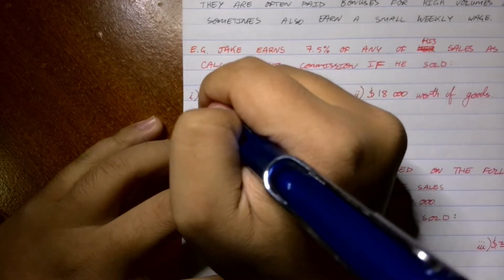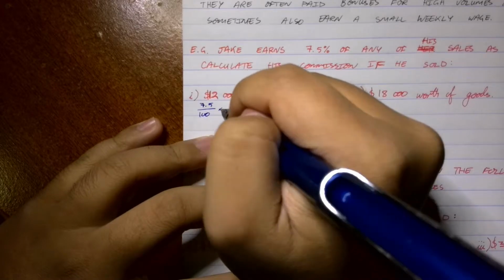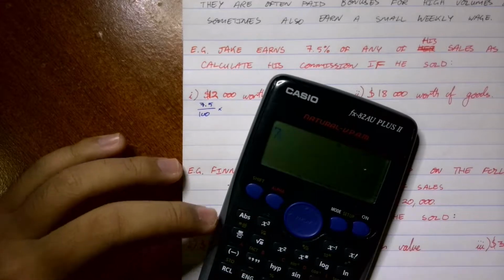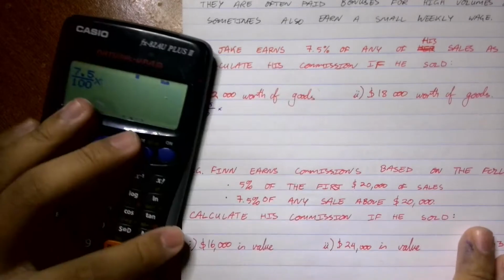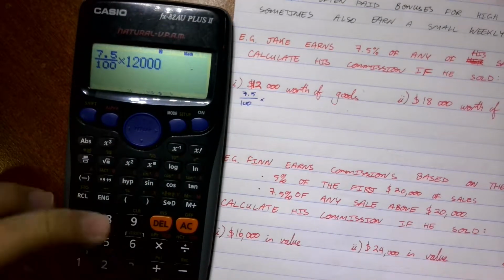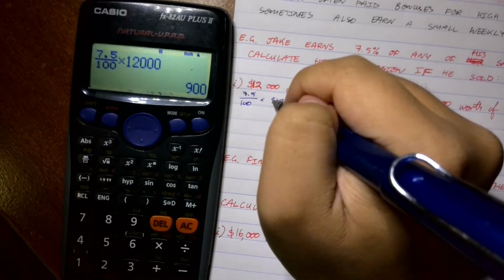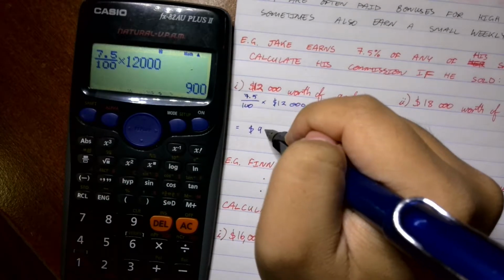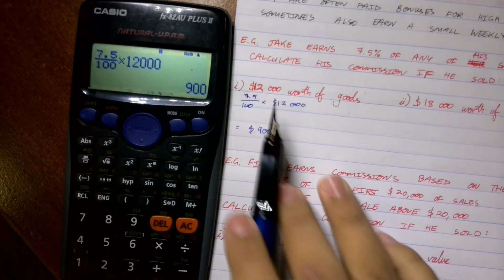That's going to be 7.5 over 100 times the amount that he sold. That is $12,000. So he would have earned $900 worth of commission from all the sales that he's made.